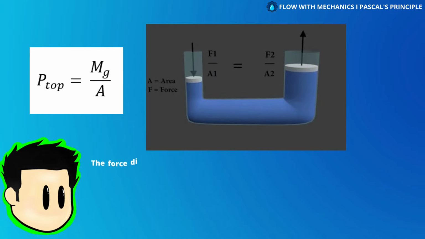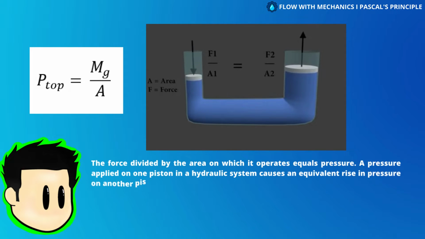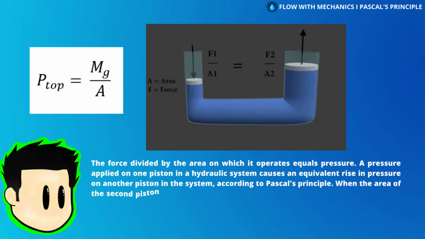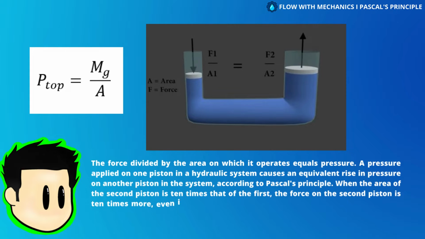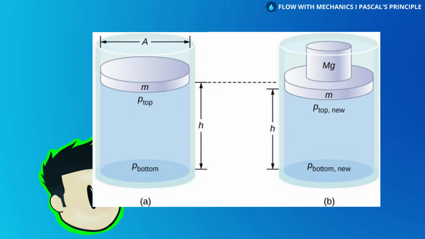The force divided by the area on which it operates equals pressure. A pressure applied on one piston in a hydraulic system causes an equivalent rise in pressure on another piston in the system, according to Pascal's principle. When the area of the second piston is 10 times that of the first, the force on the second piston is 10 times more, even if the pressure is the same. The hydraulic press, which is based on Pascal's concept and employed in hydraulic brakes, is an example of this effect.